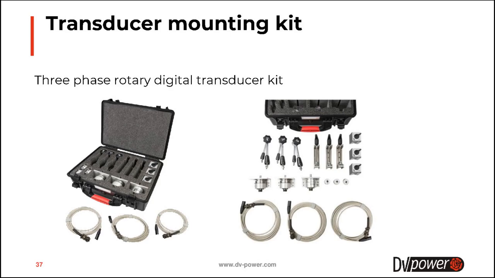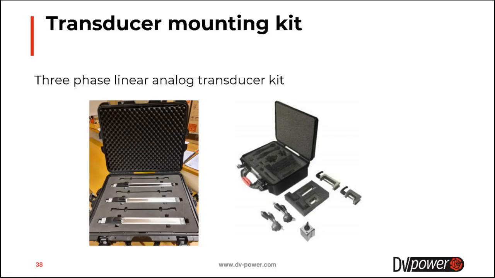D-Power can offer a three-phase rotary digital transducer set, which consists of the three rotary transducers needed to measure motion on three poles of the circuit breaker, three articulated arms, three clamping bases, three couplings, and three magnets needed for the mounting of all three transducers. Also, there is a three-phase linear analog transducer kit.